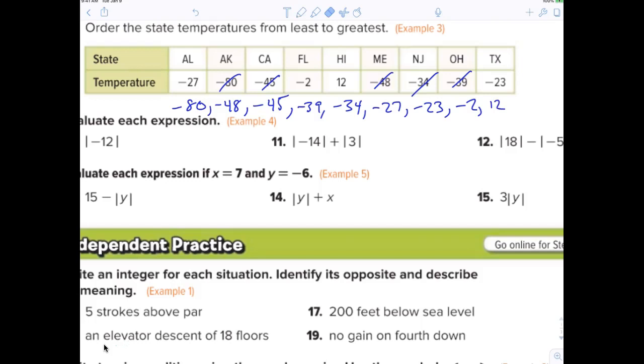Remember, guys, you guys are telling me now if you're not sure about something. But you guys did this last year. You guys talked about positives and negatives, right? So this should be not too bad. Least means they want the very smallest to the very largest. You with me on this?